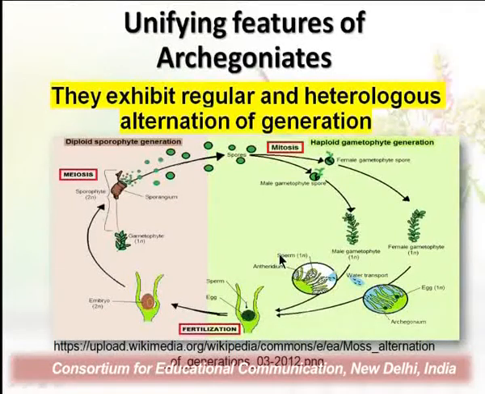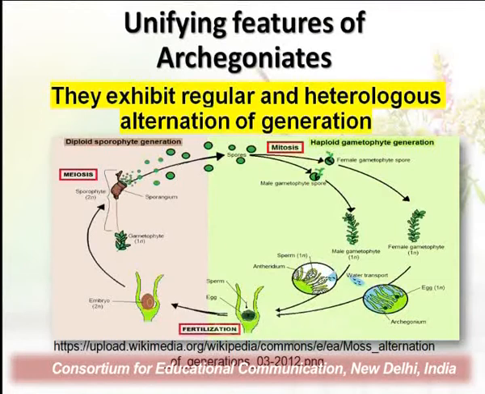Now let us understand what the various unifying features of archegoniates are, because Archegoniate as such is a conglomeration of three different large plant groups: the bryophytes, the pteridophytes and the gymnosperms. What makes them fall under one category of Archegoniate? How can we define that this particular group can be clubbed together? There are certain features which are exhibited by all the three groups. So let us understand these unifying features of archegoniates.